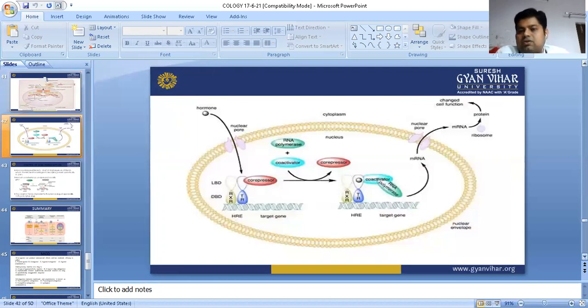In case of steroidal hormone, when the hormones get inserted into the nuclear pore, they are going to process the core pressure mechanism, and in this process RNA polymerase plus cofactors are going to act and prepare a mRNA plate, and this mRNA plate is going to prepare the protein, and this protein is responsible for change in the cell function.